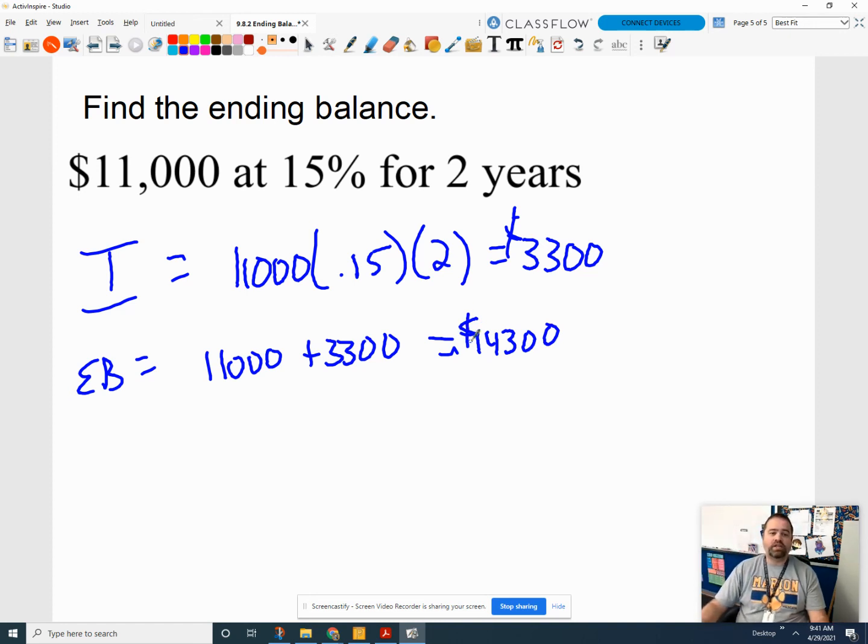Okay, that's it. Calculate your interest and add it back on. You're finding what's called the ending balance, or the final balance, or the new balance, or the balance is how much money is in the bank. That includes the original plus any interest.